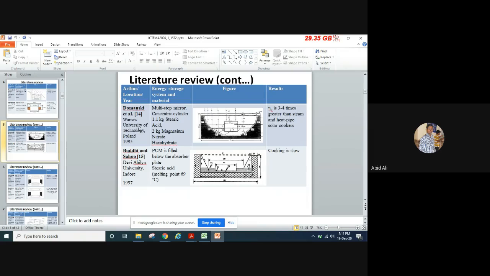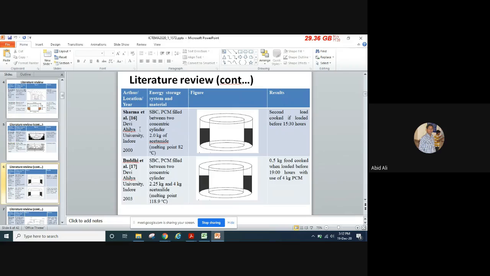Domanaski et al. used a simple box type solar cooker, and he replaced the absorber plate with a step mirror which focuses the solar energy in the area of the box type solar cooker, and at the handle they place a double concentric cylinder pot. In between they use stearic acid and magnesium nitrate hydrate, and reported that it is 3 to 4 times more efficient than steam and heat pipe solar cooker.